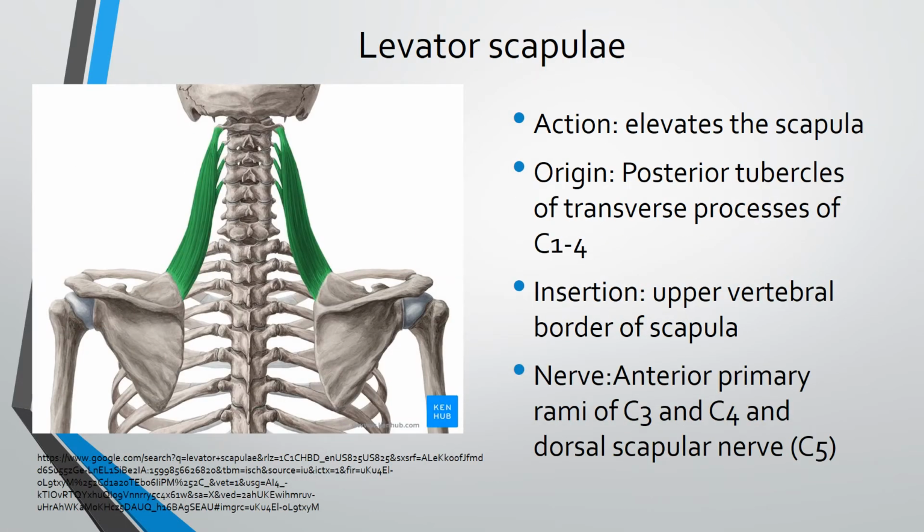The levator scapulae inserts on the upper vertebral border of the scapula. The action is elevation of the scapula. It originates on the posterior tubercles of the transverse processes C1 through 4. The nerve is the anterior primary rami of C3 and 4, and the dorsal scapular nerve, C5.